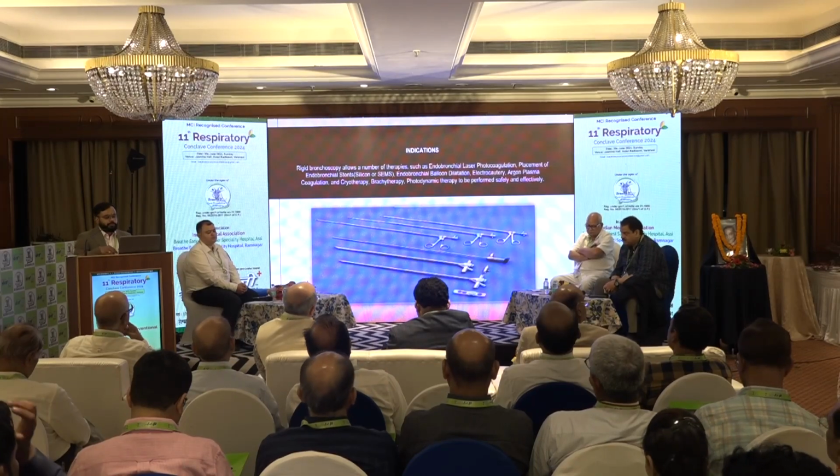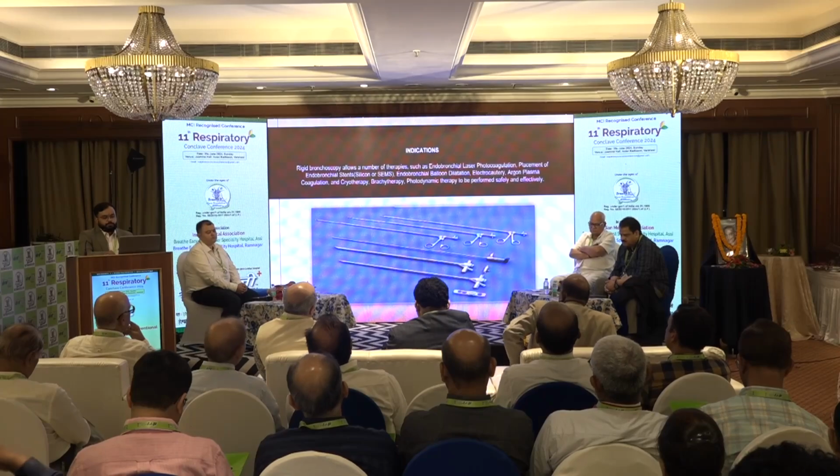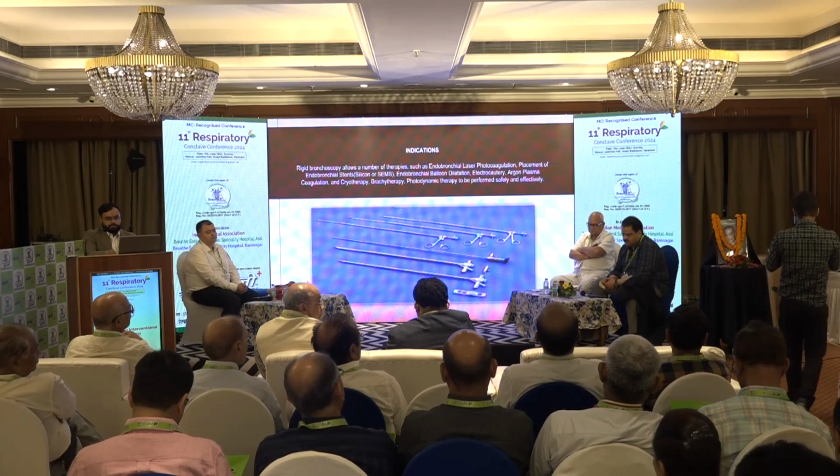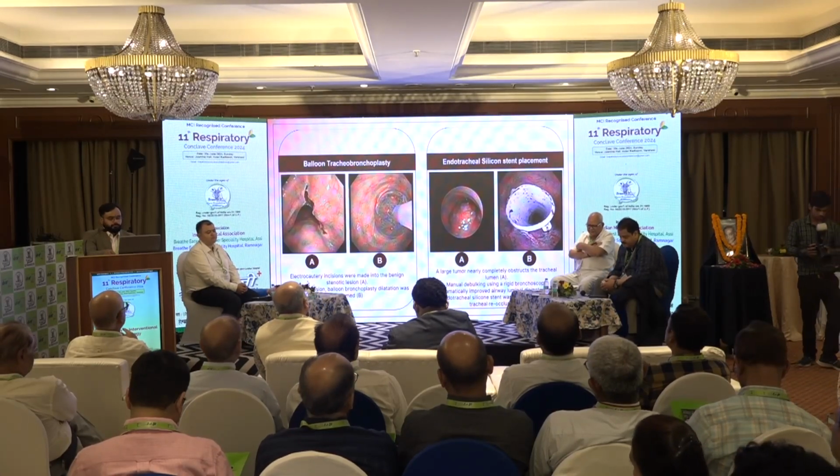Rigid bronchoscopy allows a number of therapies such as endobronchial laser photocoagulation, placement of endobronchial stents, silicone or SEMS, endobronchial balloon dilatation, electrocautery, argon plasma coagulation, that is APC, cryotherapy, brachytherapy, and photodynamic therapy to be performed safely and effectively. So these are certain therapeutic procedures that can be performed via a rigid bronchoscope.